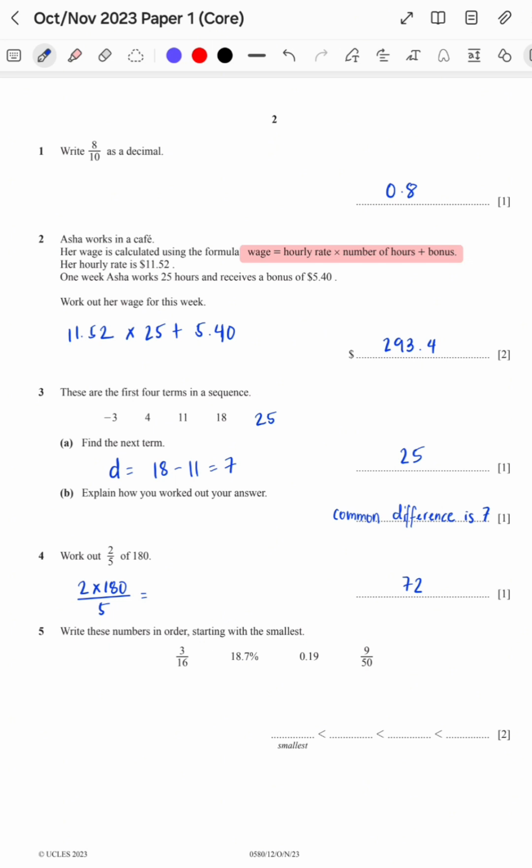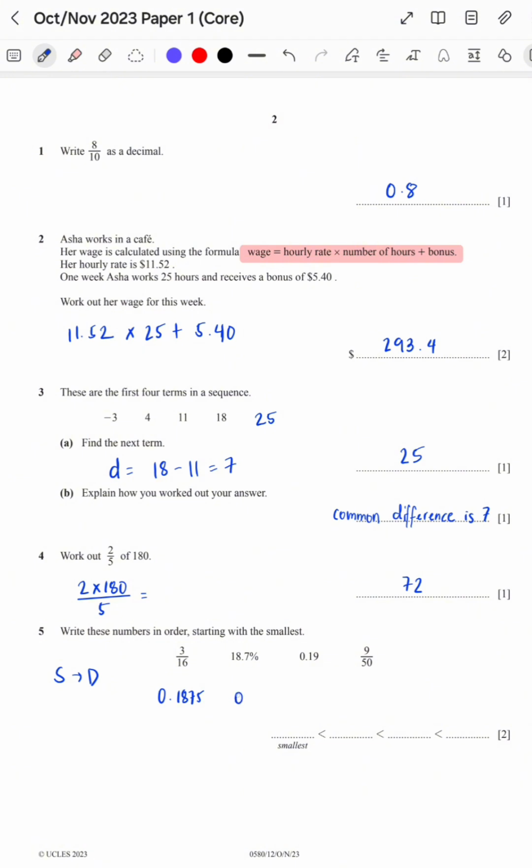Write these numbers in order, starting with the smallest. The easiest way to do it is to convert everything given to decimal. So you can use a calculator for this. There's a calculator button that goes S to D, so fraction to decimal. 3 out of 16, or 3 divided by 16, that's 0.1875.